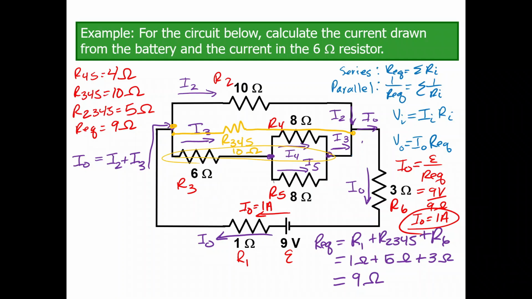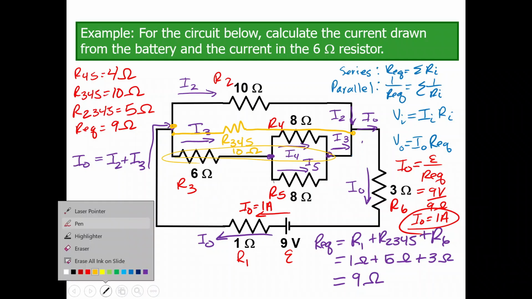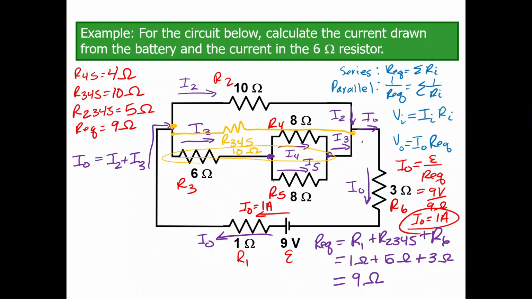So what that tells me is that they actually have to have the exact same current. So therefore, I2 and I3 have to be identical, and they have to be half of I0. So the current through the 6 ohm resistor is what I'm looking for, which is I3. So I3 has to be half of 1 amp, so it's going to be 0.5 amps. So that's one way I could have gone about finding that value.